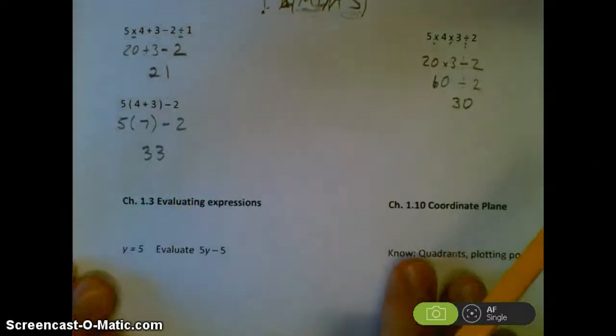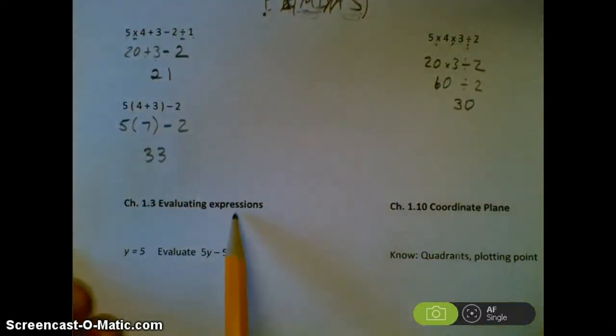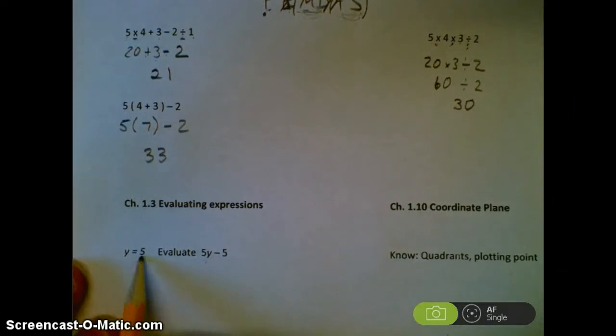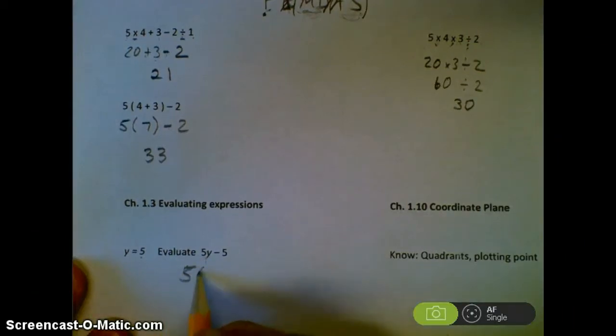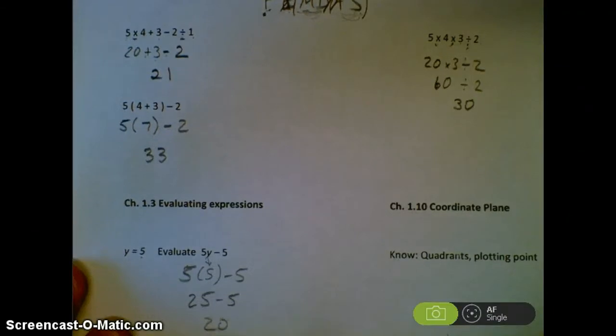Chapter 1, Section 3, Evaluating Expressions. All you're doing is plugging in a number for a variable. So, I'm given that y equals 5. I just have to plug in that 5 into the variable expression. So 5 times 5 minus 5. You see how I just plugged 5 in for y. 5 times 5 is 25. Minus 5, that gives me 20.